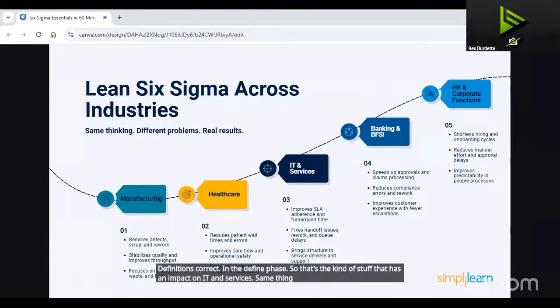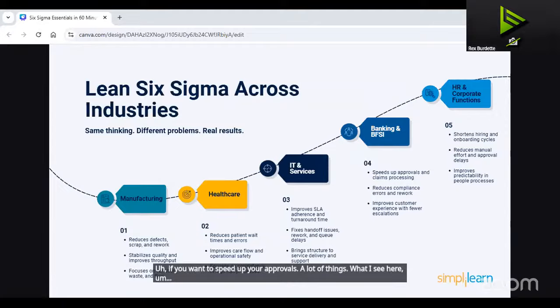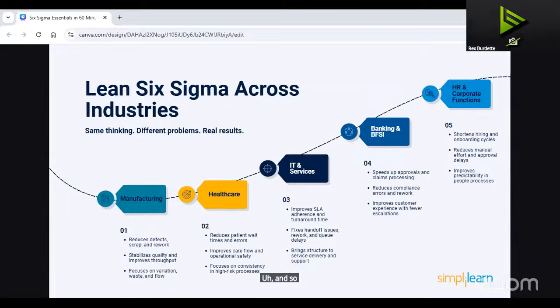Same thing in banking. If you want to speed up your approvals, a lot of what I see here is authorization. I worked with customer service and it was probably about a 2 week response time, because if someone would call in and say, I need this, and it's $100,000, that would be above the approval level of the first person they were talking to. So they would have to elevate it to somebody else, and then to somebody else. And so you ended up with a 2 week time.